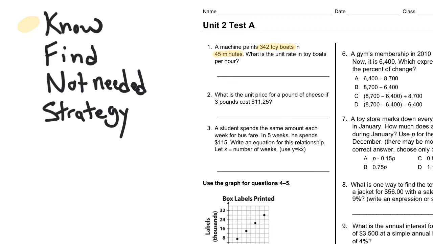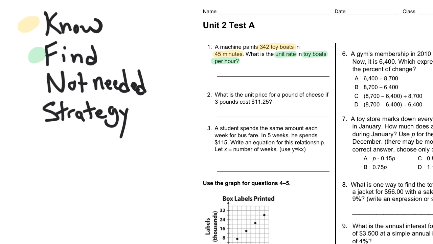What are they asking us to find? I'm going to show find in green. They're asking us to show toy boats per hour, the unit rate. Okay? So toy boats per hour. Is there information that's not needed? Not really. It's pretty much all needed. So nothing I need to cross out.